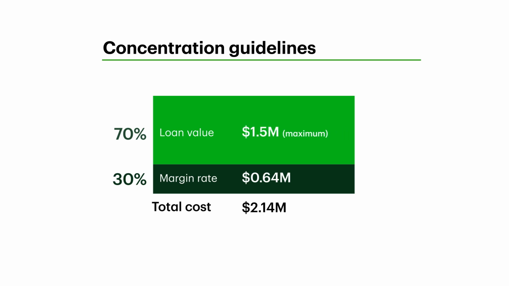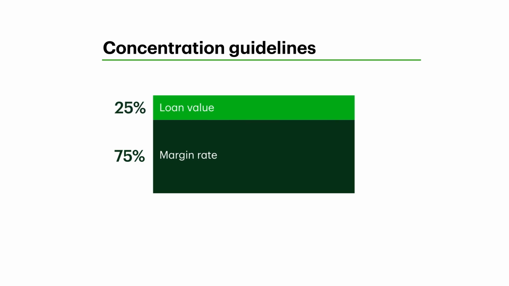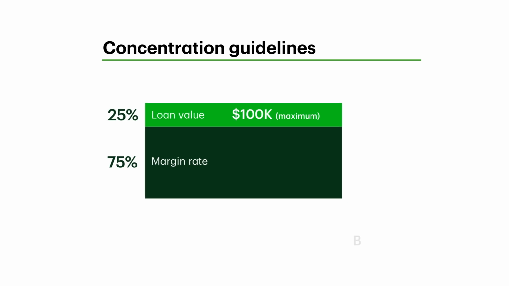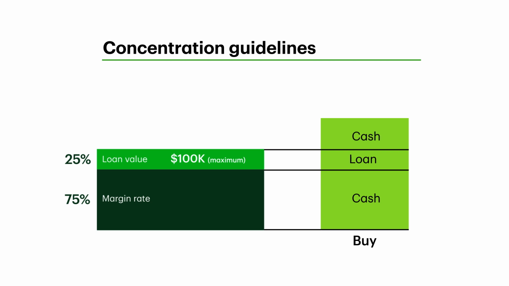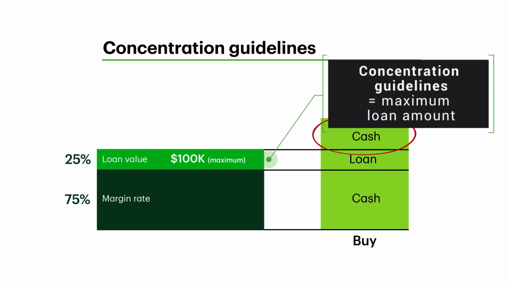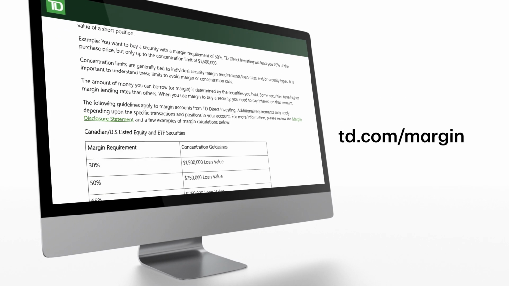This is probably a scenario that few will run into, but there are stocks that could have smaller limits. For example, stocks with a 75% margin requirement and a 25% loan value can only have a loan value of $100,000. If what you buy costs more than the maximum loan value, you can still buy it. You just have to cover the outstanding cost with your own cash that's sitting in the account. The maximum cap amount that a broker will lend you is called concentration guidelines, and you can read more about that and other margin requirement details on our website.